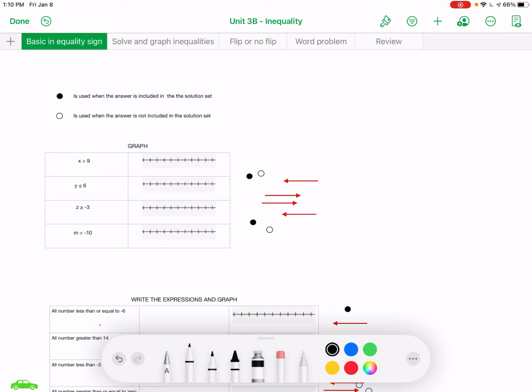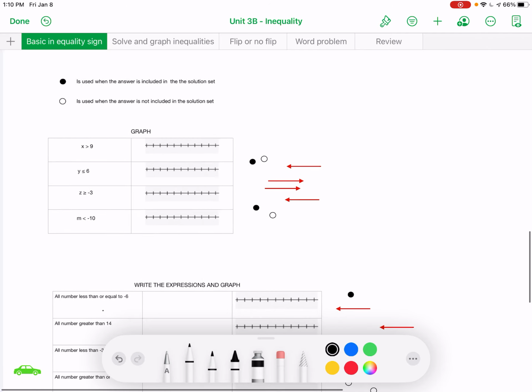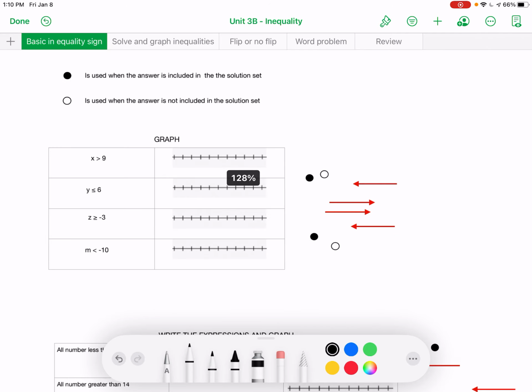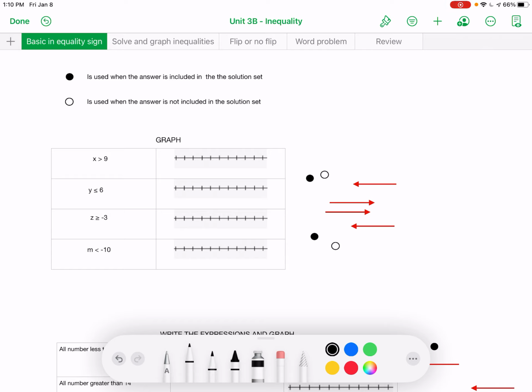Here you have a closed circle when the answer is included in the solution set. You have an open circle when the answer is not included in the solution set. So we're going to practice graphing these.